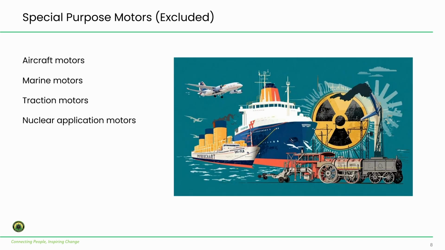Certain special purpose motors are excluded from IEC 60034. Examples include aircraft motors, marine motors, and traction motors. Motors used in nuclear applications also have a separate standard. These applications require special safety and design considerations. Hence, they are not included in this standard, but these motors are covered by specific standards to take care of all the special safety and design considerations.